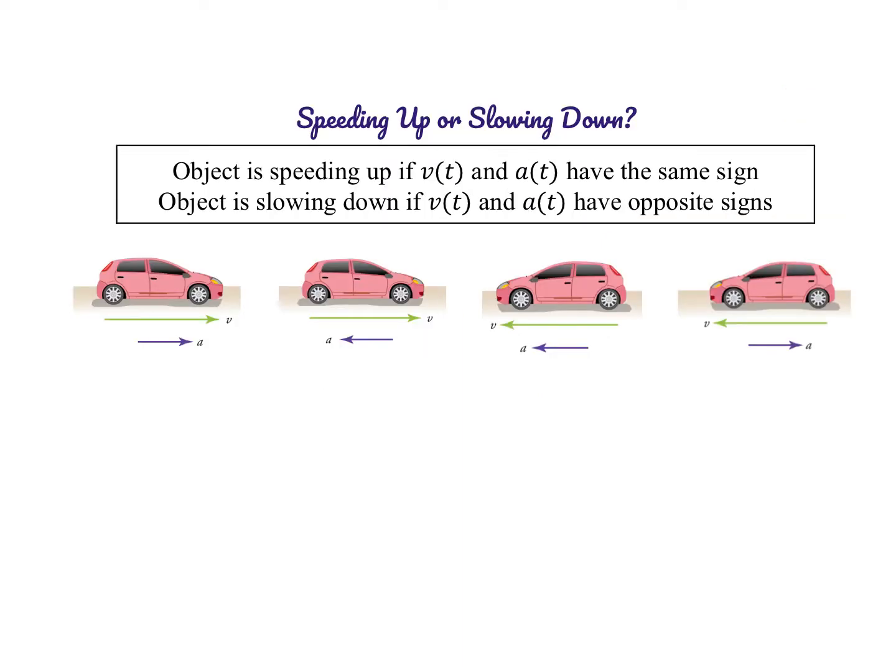All right, so now we're going to talk about the concept of speeding up or slowing down. So by definition, an object is speeding up if the velocity and the acceleration have the same sign, and an object is slowing down if the velocity and the acceleration have opposite signs.